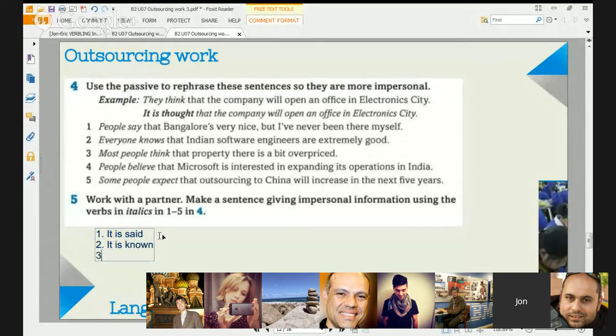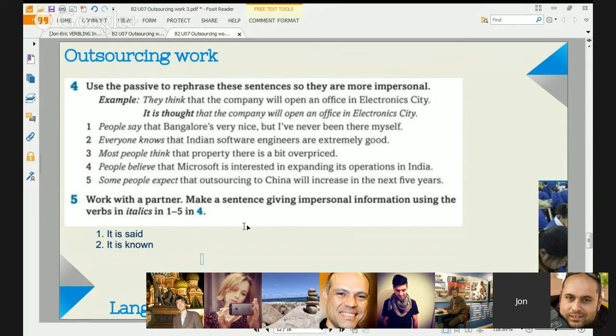Okay, so I think this is pretty easy. I don't even need to write the rest of them on the board. I'm not going to write them because they're so obvious, so we'll just say them. Shell, just say number three in the more impersonal form. It is thought that property there is a bit overpriced. Perfect. Sylvia, number four? It is believed that Microsoft is interested in expanding its operation in India.